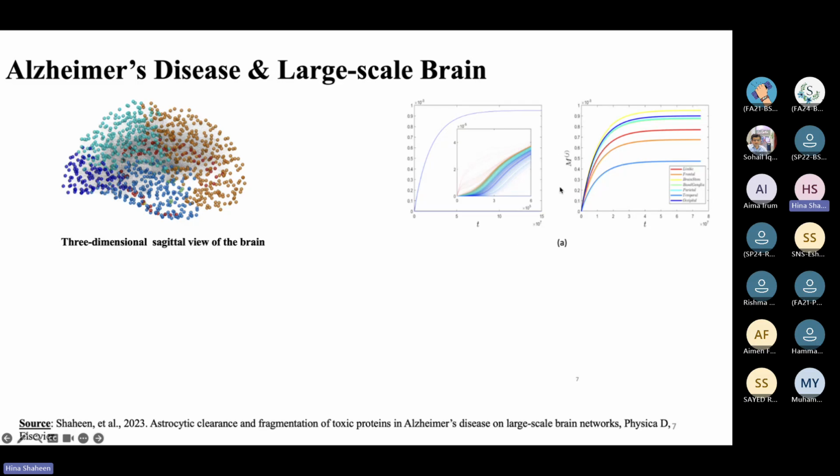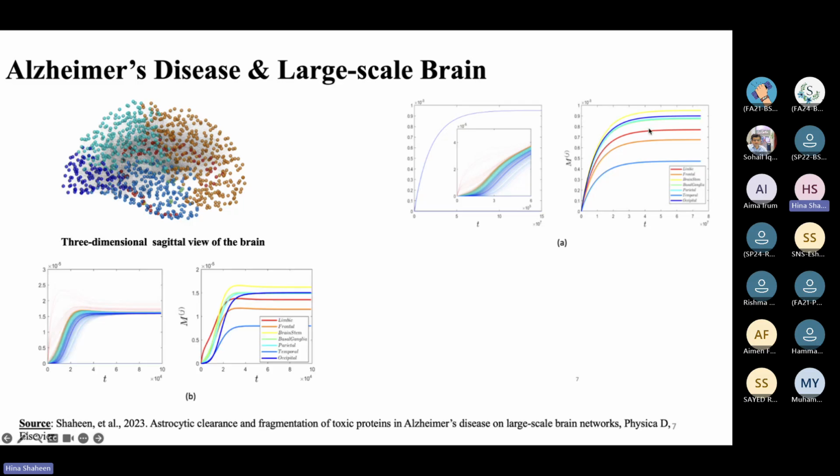This MJ here represents the spreading of toxic proteins. We have averaged all those amyloid beta plaques and we call them the toxic protein. So you see here, in the absence of astrocytes, the amyloid beta concentration keeps increasing in all the brain regions. Initially it is increasing until the regions intersect and the whole brain goes into a disease state.